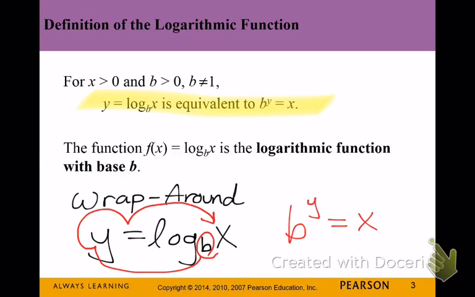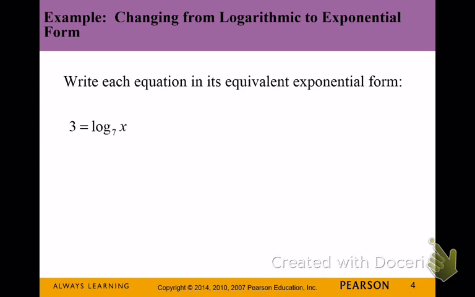All right, here we go. Here's your first example. Try this one. Convert to exponential form from logarithmic form. No, you do not need to solve it. Just convert it into exponential. Did you get this as your answer? I hope so.